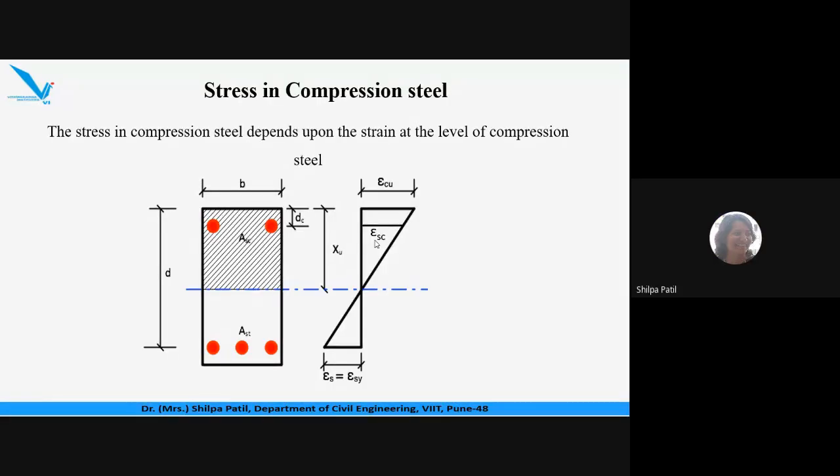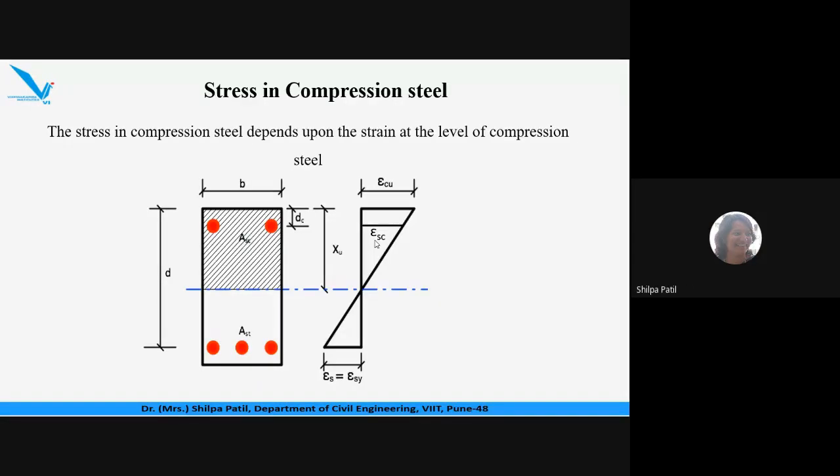This relation we know. So if I know what is epsilon, I can find out the F value because I know the E value, it is constant and it is always taken as 2 into 10 raised to 5 Newton per mm square. Am I right? Are you getting my point, students? And can you repeat this sentence?